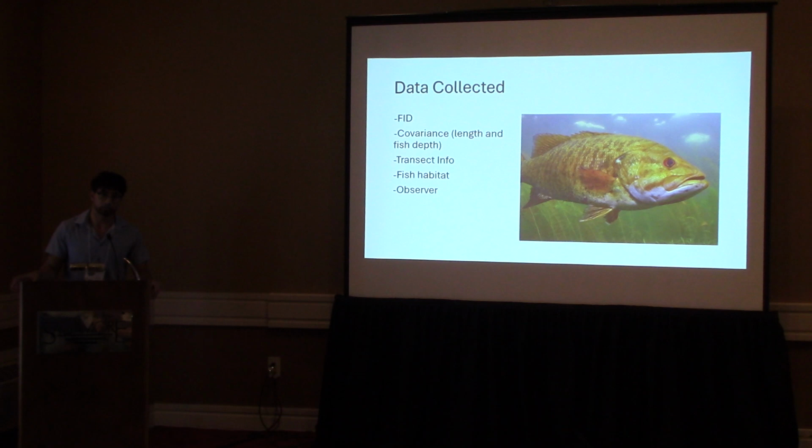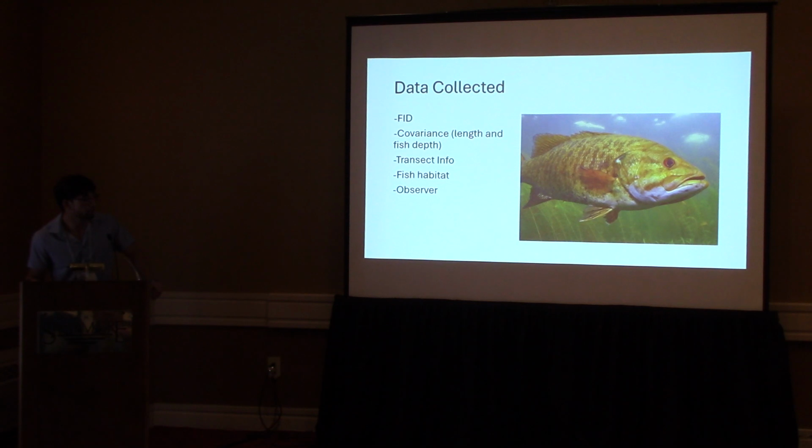So for the data collected during our snorkeling surveys, we looked at FID, and then we also touched on covariates like length and fish depth. We also looked at transect info like cloud coverage, location and time of day. And we also touched on fish habitat to see whether there was an effect due to substrate type, whether the fish was around structure, what type of structure the fish was on, and whether the fish was in a group or alone.